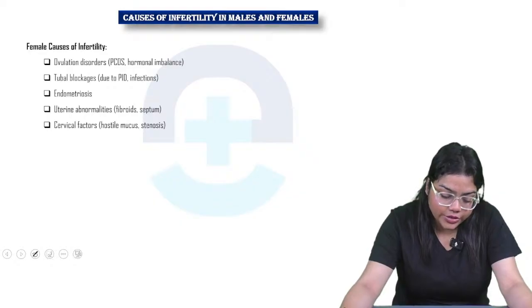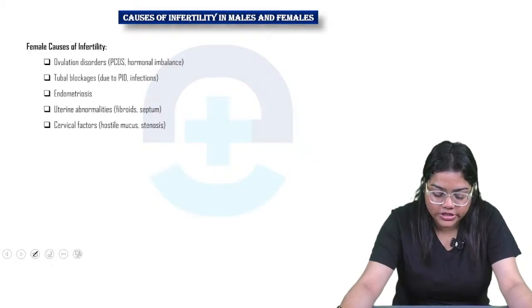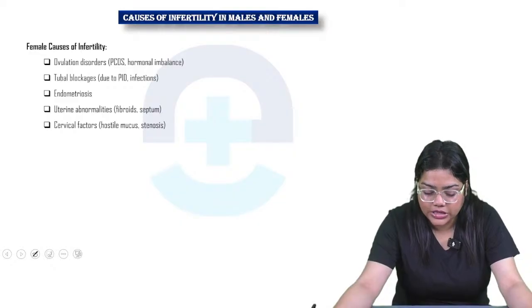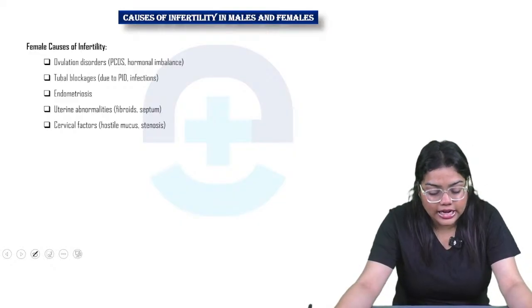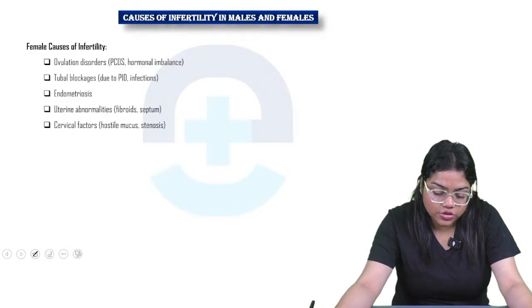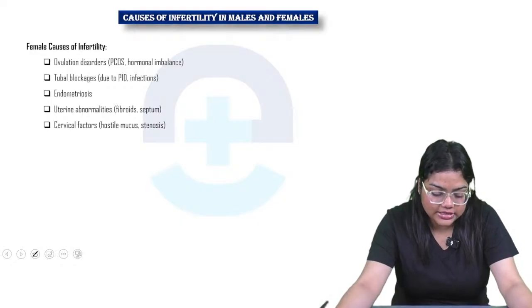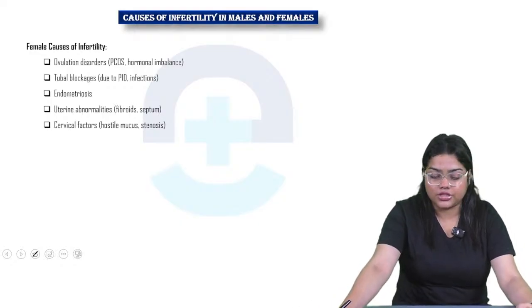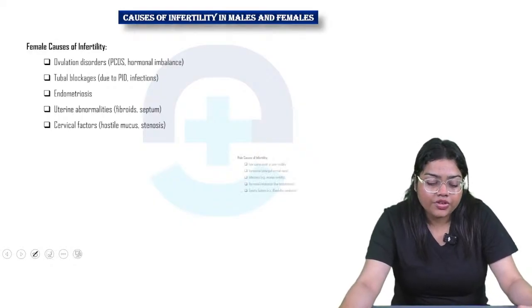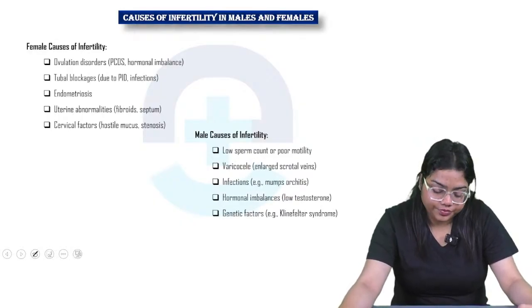Other than that, endometriosis and uterine abnormalities such as fibroid or septum can also cause it. Then cervical factors such as hostile mucus and stenosis. So these are the female causes of infertility.